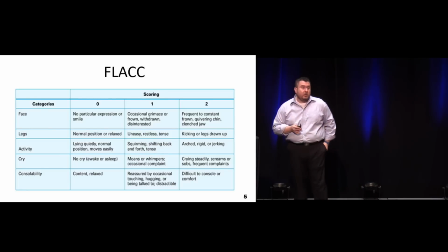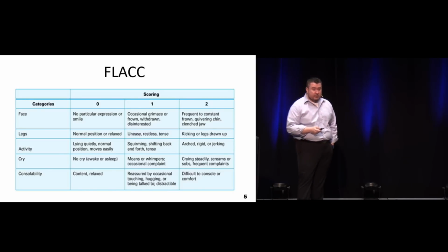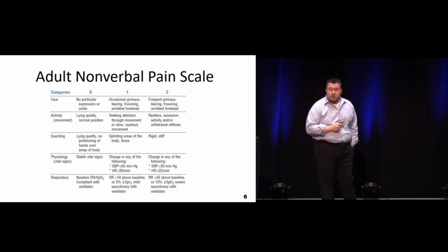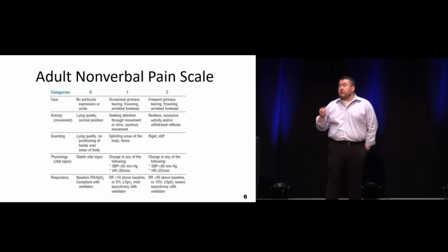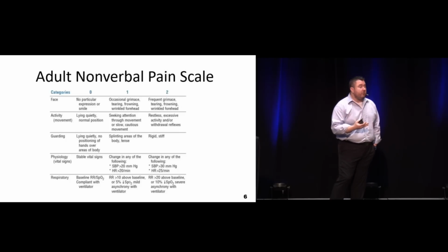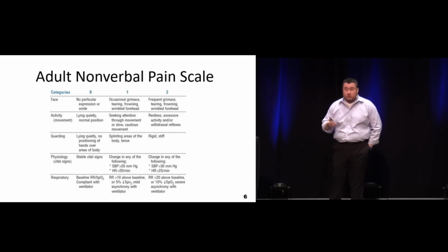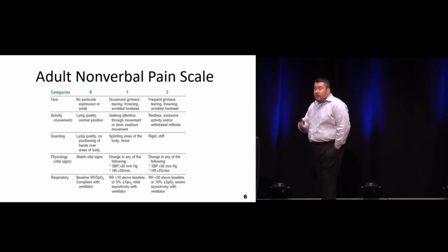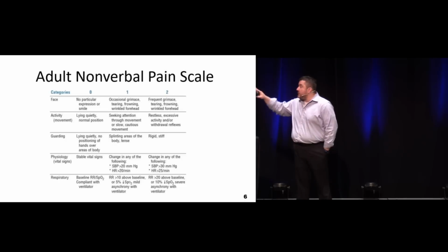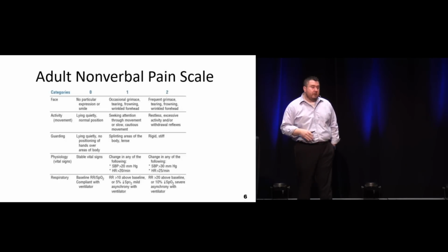But we have the FLACC scale that we sometimes use for neonates and infants. We're just looking to see how irritable they look and how they respond to stimulus. We have this now adult nonverbal pain scale that gives us an objective way to evaluate for pain in the patient who can't talk to us. The patient says they have a 10 out of 10 pain, but I might use this to justify my treatment plan because what I observed objectively didn't equal a 10.